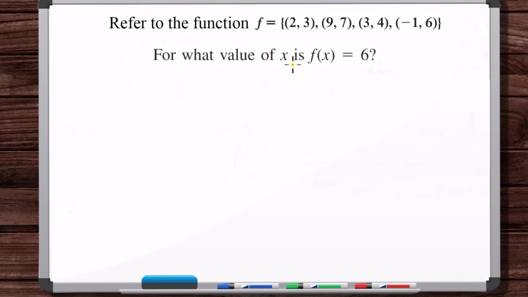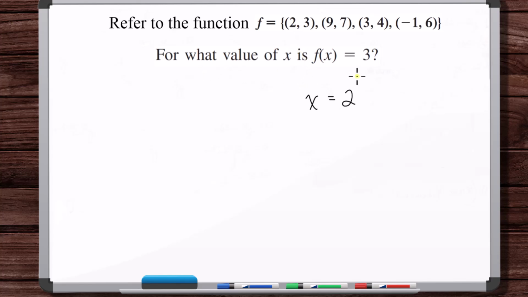For what value of x is f of x equal to 6? So we're solving the equation f of x is equal to 6 for x. And you could see that potentially there could be more than one answer to this question, because you could have separate inputs mapping to the same output. So in this case, there's only one output of 6, and that corresponds to x is equal to minus 1. For what value of x is f of x equal to 3? There's only one output of 3 here, and so the answer is 2. But for a question like this, there could be multiple answers.